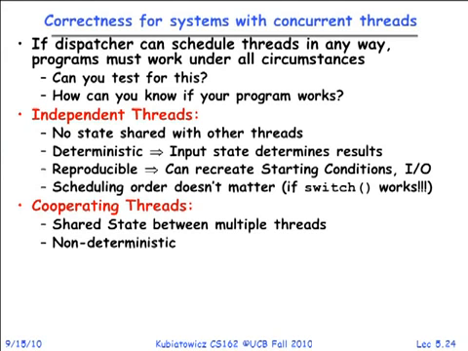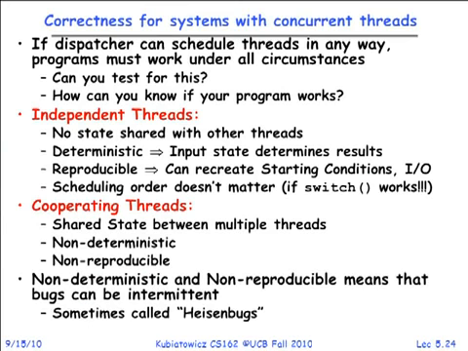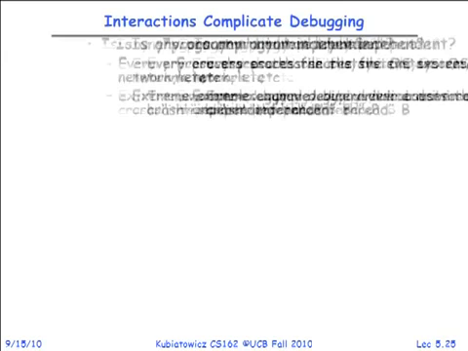Okay? And non-deterministic and non-reproducible means that bugs can be intermittent. So what is that called? Heisenbugs, right? Okay, these are the bugs where you go to look at them and they disappear on you. Okay? So interactions really complicate debugging.